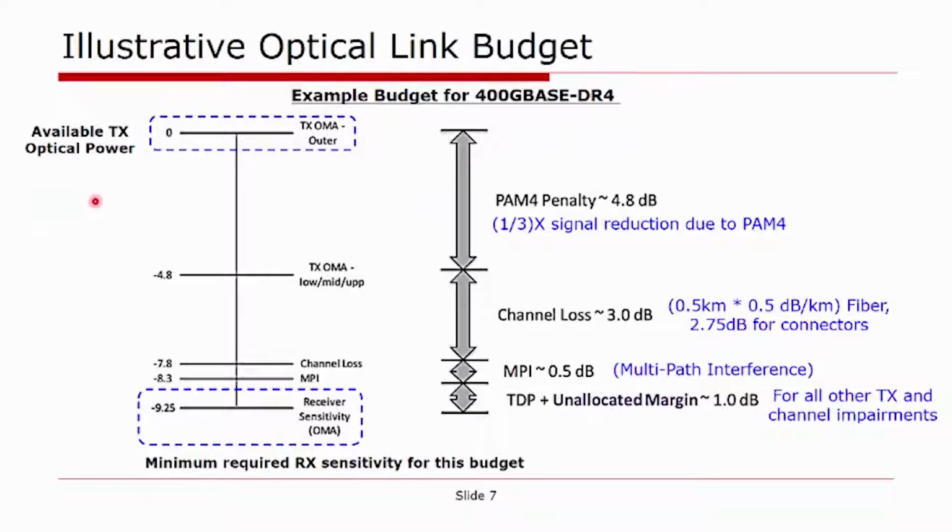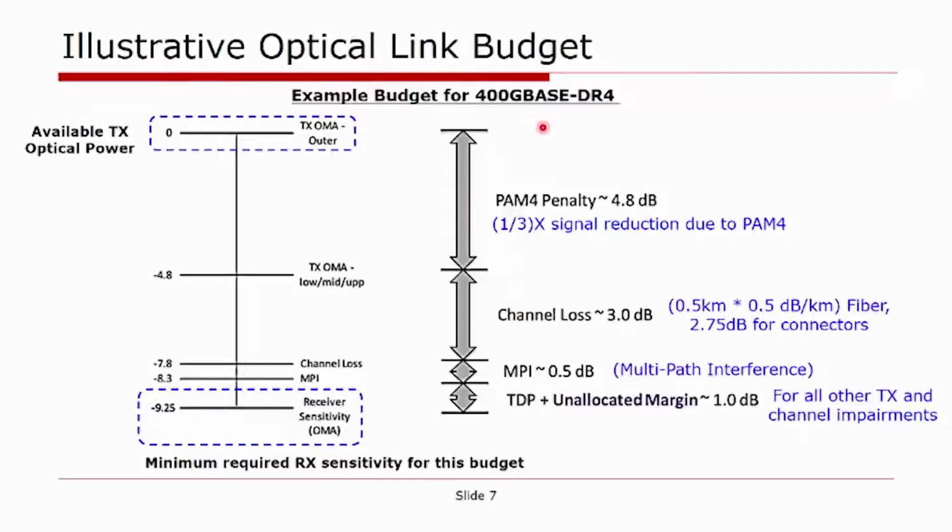Now we can do a similar breakdown for the optical link budget as well. An example is shown here for, let's say, a 400 gig DR4 optical link. This could possibly be the budget for that long optical link that we showed in the example earlier. Here, one might start from the available optical power on the transmit side, and then progressively add the penalties introduced by the different impairments.